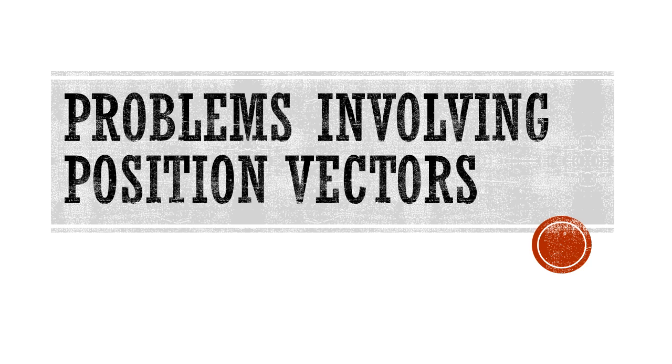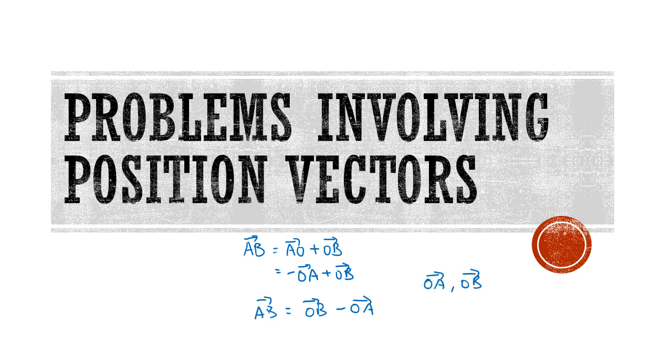In this video, you will learn how to solve geometrical problems involving position vectors. In order to do so, let us recap. To find vector AB, we can use the triangle law of addition to add vector AO plus vector OB. And we know that vector AO will be the negative of vector OA, and hence, to find vector AB, we can simply use vector OB minus OA, whereby vector OA and vector OB are what we call position vectors.